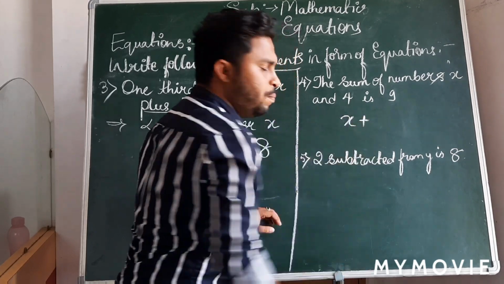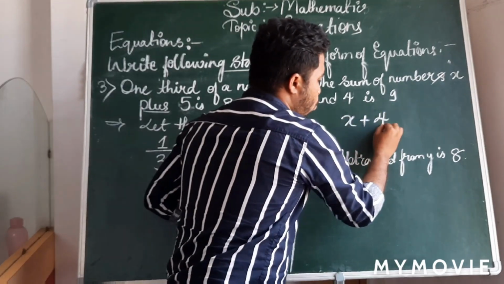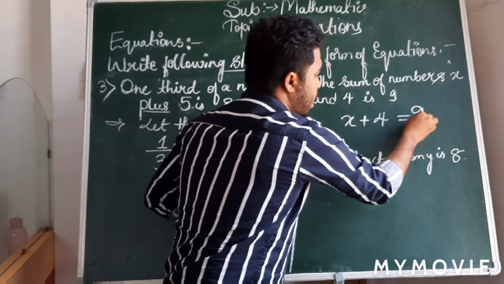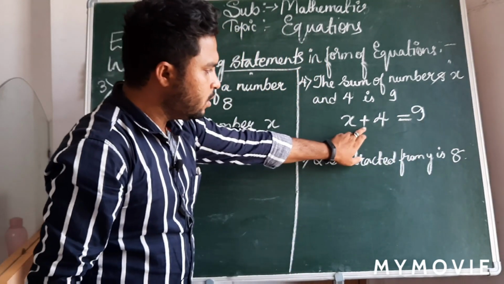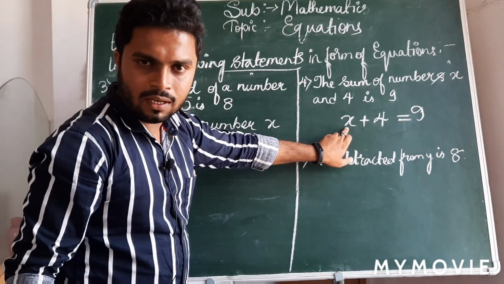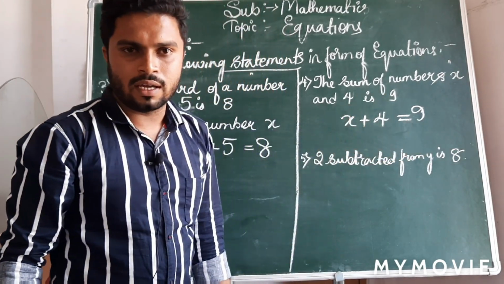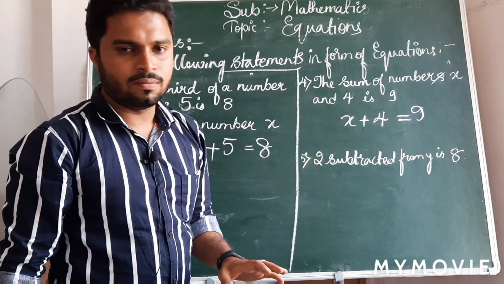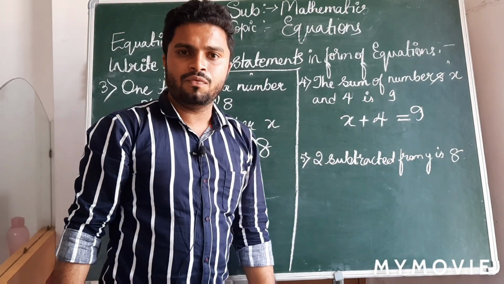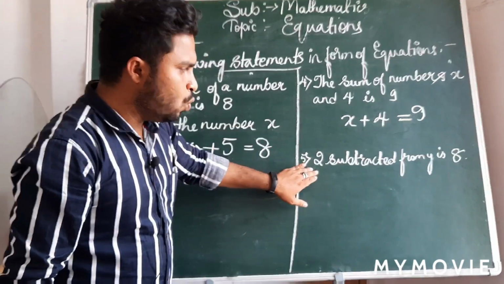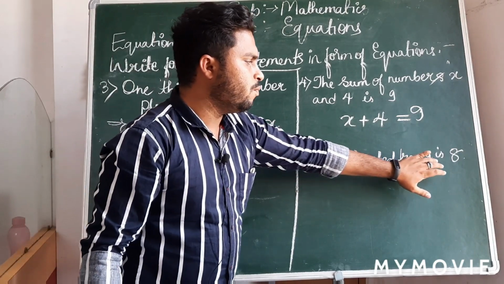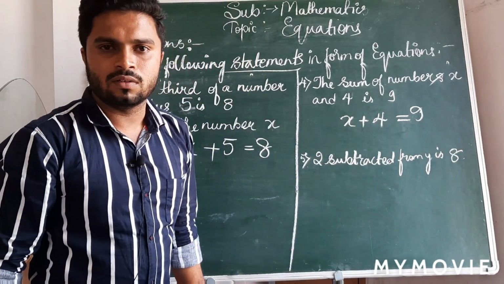X plus 4 is 9. See here, the sum of a number x and 4 is equal to 9. This was your sum. Coming up for the fifth problem, 2 subtracted from y is 8.